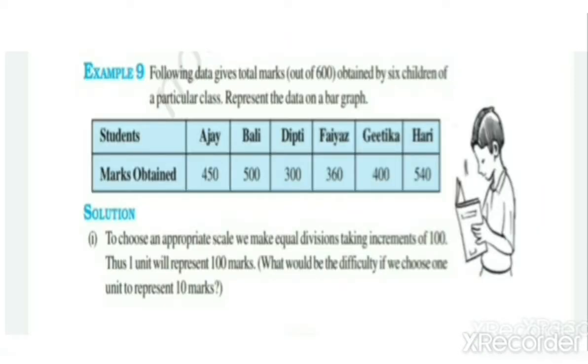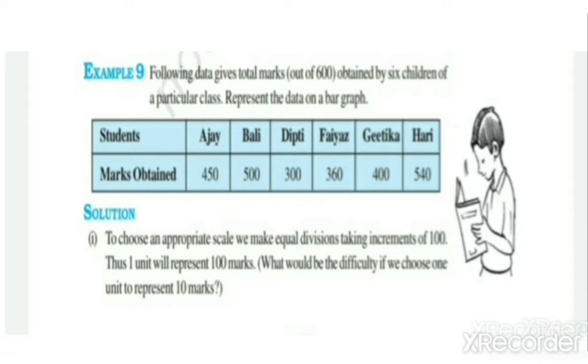Let's see another example. Following data gives total marks out of 600 obtained by 6 children of a particular class. Represent the data on a bar graph. Here, the name of the student is given and marks obtained by each student is also given. Here, to choose an appropriate scale, we make equal divisions taking increment of 100. Thus, 1 unit will represent 100 marks.